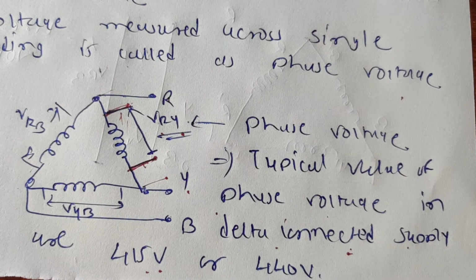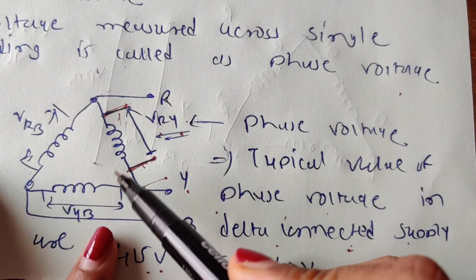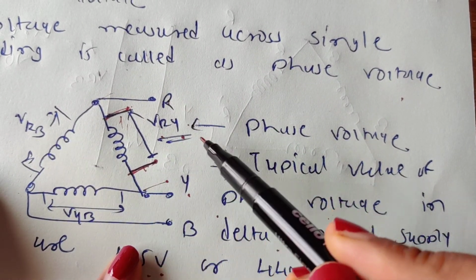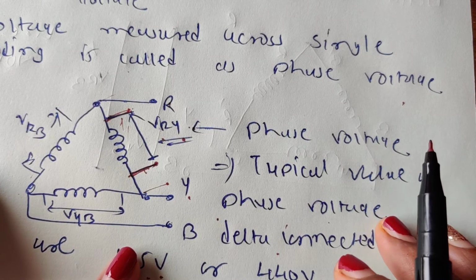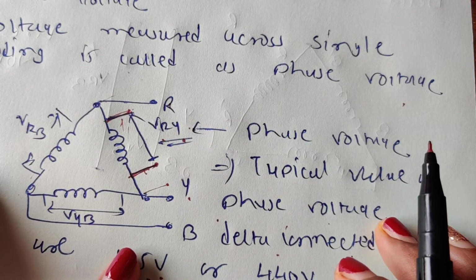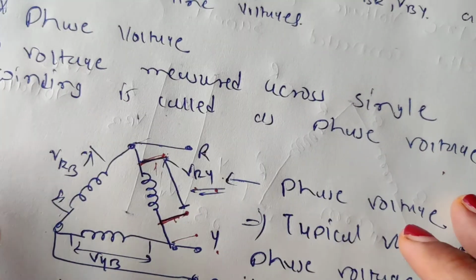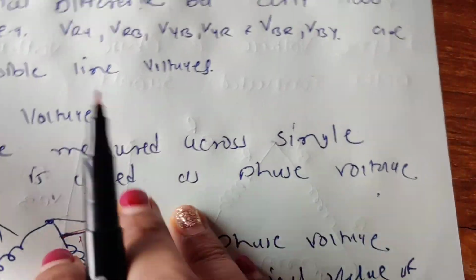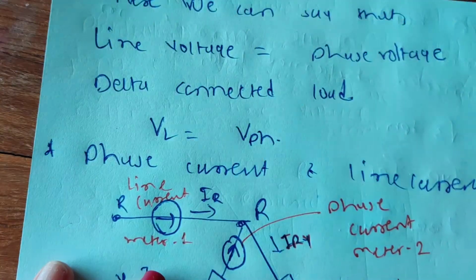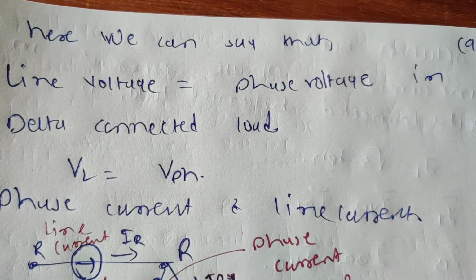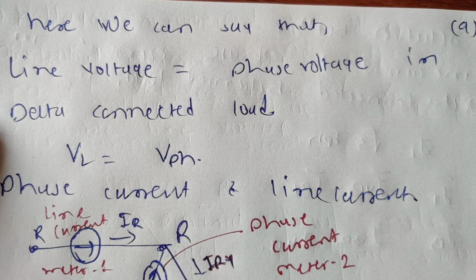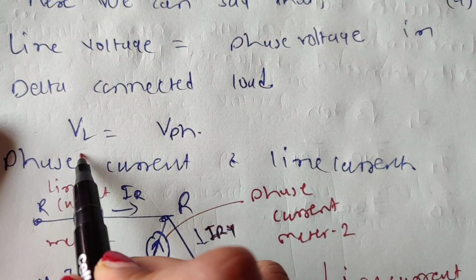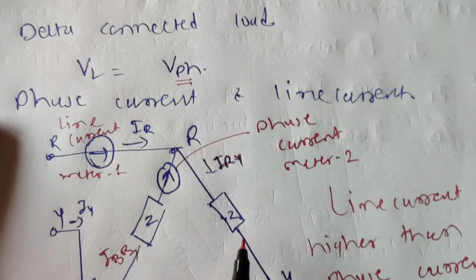Now again here you know that VRY, VYB, VRB are all the line voltages themselves. So for a delta connected supply, the phase voltages are the same as the line voltages. So you can say that in a delta connected load, the line voltage is equal to the phase voltage. So I can write VL is equal to VPH.